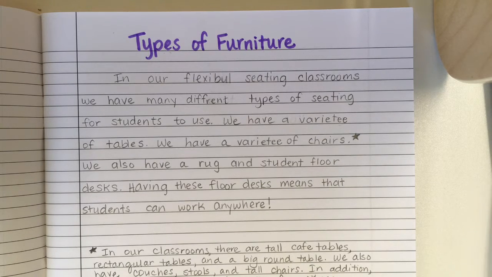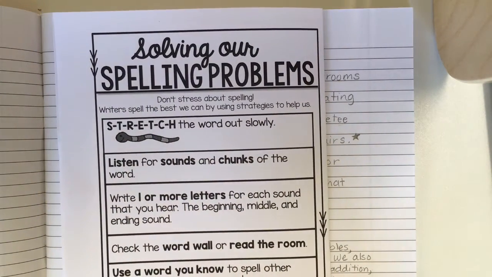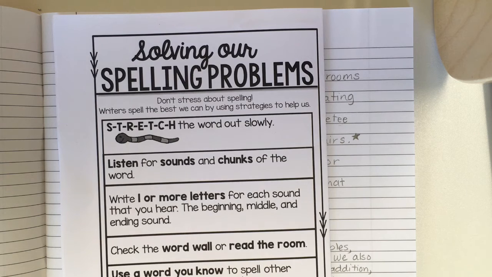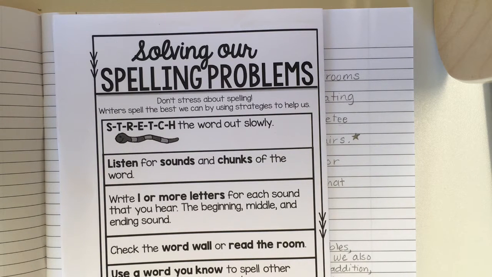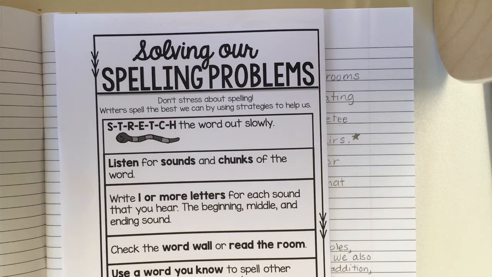When I'm thinking about revising and editing my spelling, there are a few things that I can think about. These are some ways we can solve our spelling problems. We use a lot of strategies as writers to help us do that. We can stretch out the word slowly. We can listen for sounds and chunks of the word. We can write one or more of the letters that we do hear. Do you hear the beginning, middle, or ending sounds? What letters do you hear?